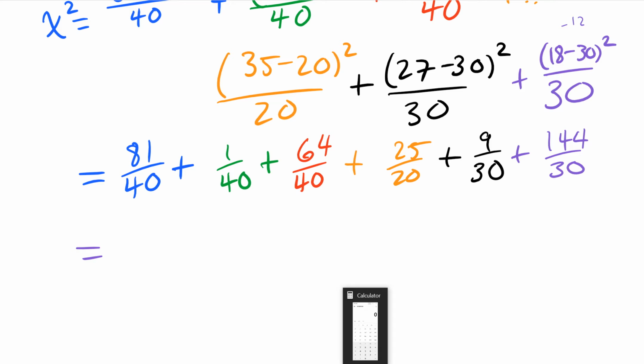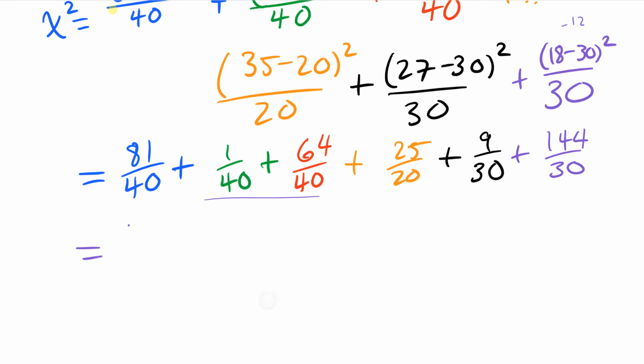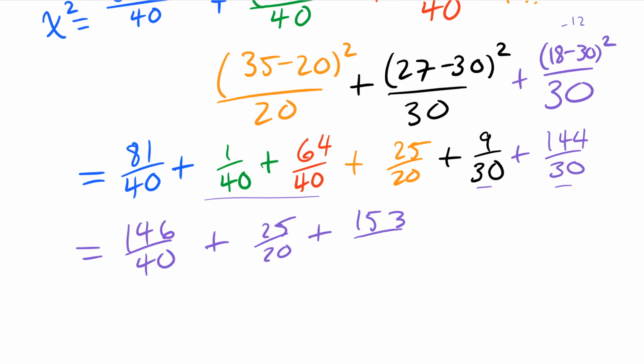Now I'm going to try to make this a little easier to calculate. These all have the same denominator, so I can add them together. We get 82 plus 64. It's 146. So we have 146 divided by 40 plus 25 divided by 20 plus, now we can add these because they have the same denominator. 144 plus 9 is 153 divided by 30.